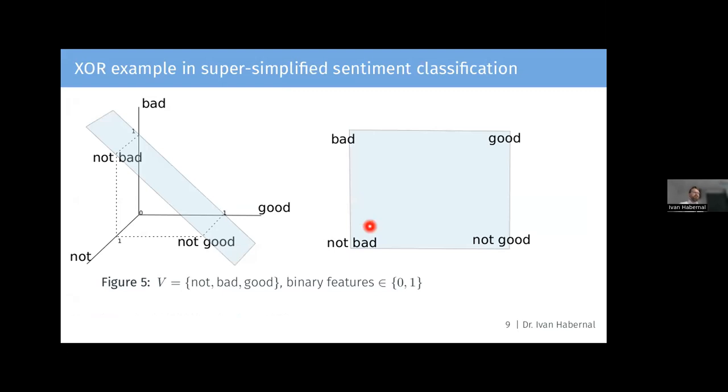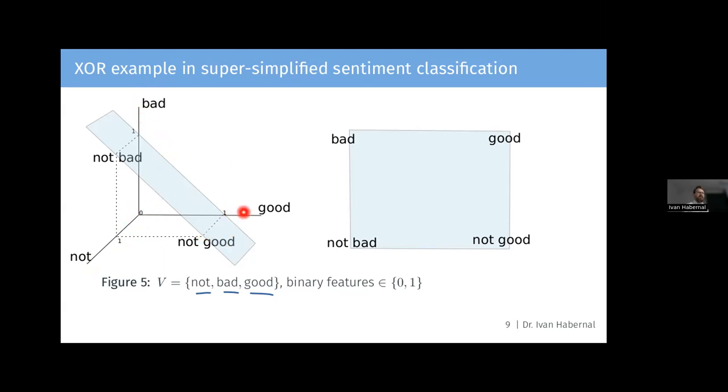So we have here basically a vocabulary of only three words. Okay, it's not a real-world example, but it might happen. So we have just three words in our vocabulary, and the words are not, bad, and good. The features are binary. Either the feature is there in the text, as one, or it is not there, as zero. And I visualize here as three dimensions. So here is the dimension of good. Here is zero, so good is not there, and here good is there. And here bad is there, and not, and here not is there, and here's nothing, right?